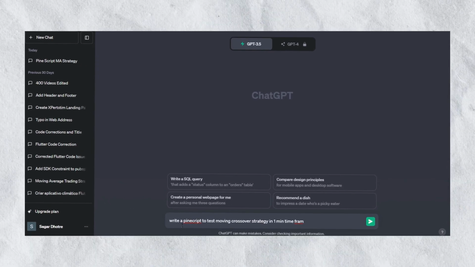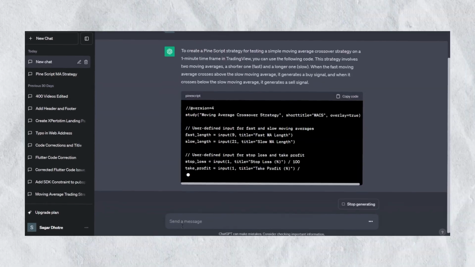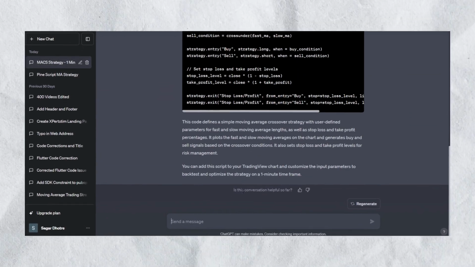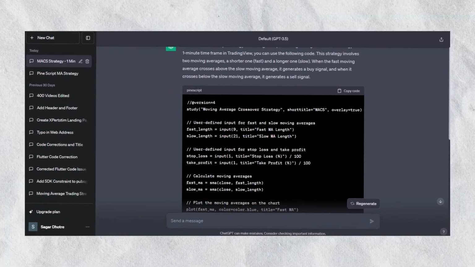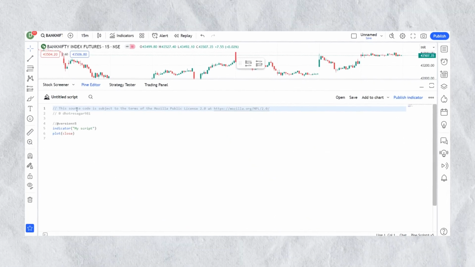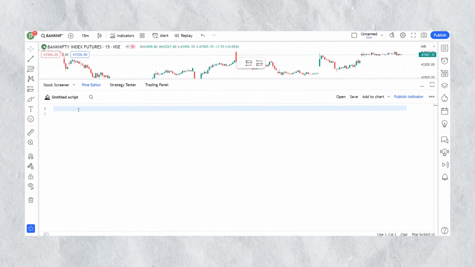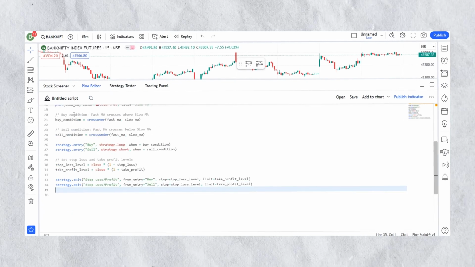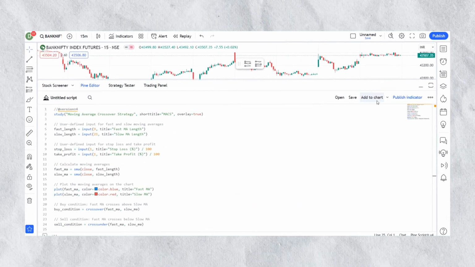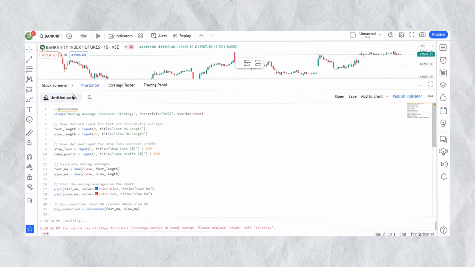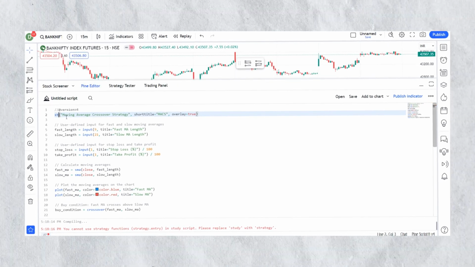Let's start by testing a moving average crossover strategy with ChatGPT. I will ask it to write a Pine script for testing this strategy. As you can see, ChatGPT is generating the code for us. We will copy this code and paste it into the TradingView Pine Editor. After making a simple correction by replacing study with strategy, we add it to the chart.